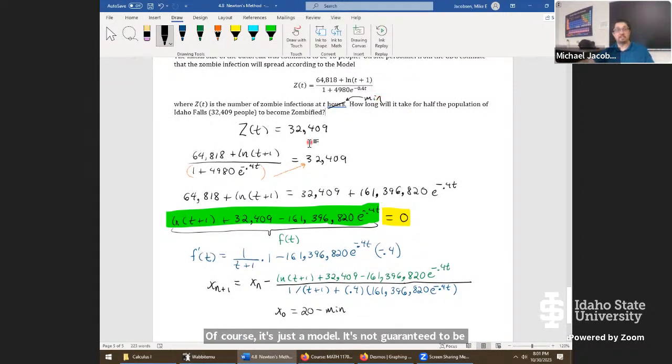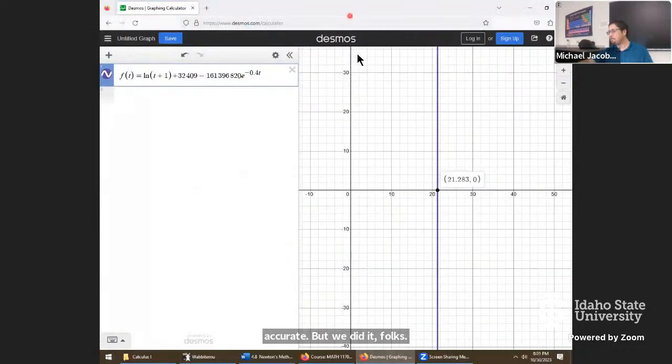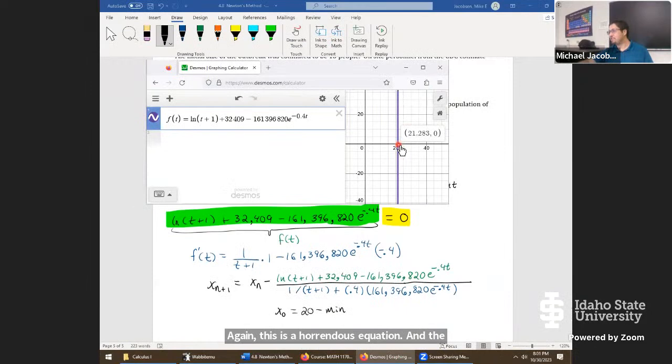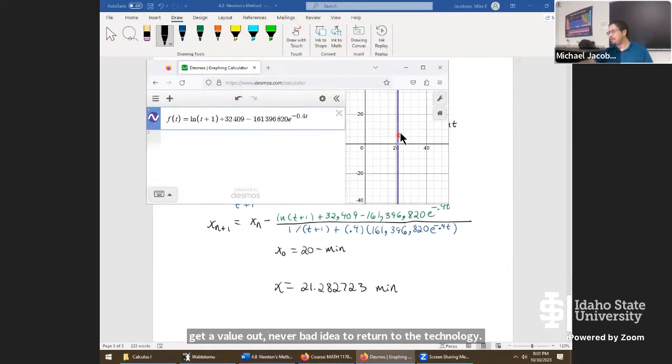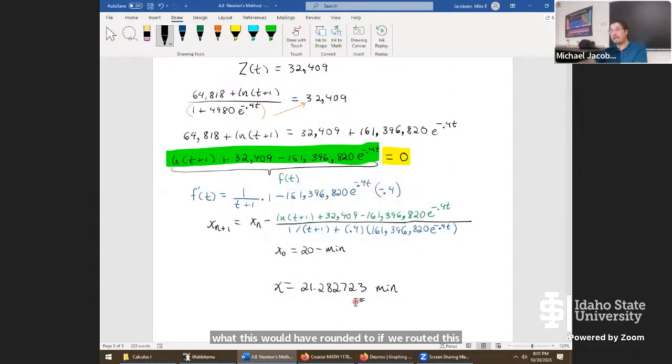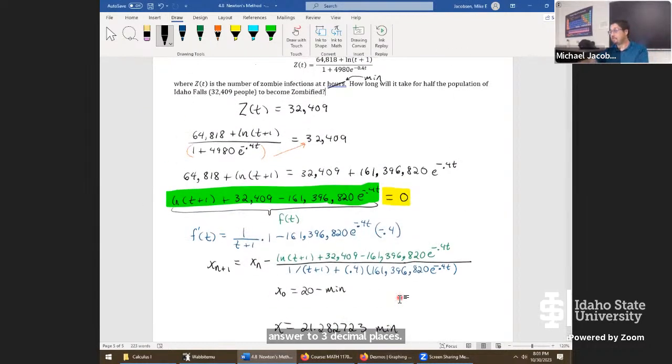Again, this is a horrendous equation. And the moment you get a value out, never a bad idea to return to the technology, just to see how close we were. We're at 21.283. That's what this would have rounded to if we rounded this answer to 3 decimal places. So I feel like we have the right value here. Well, any questions at all, folks, on the conclusion to this one?